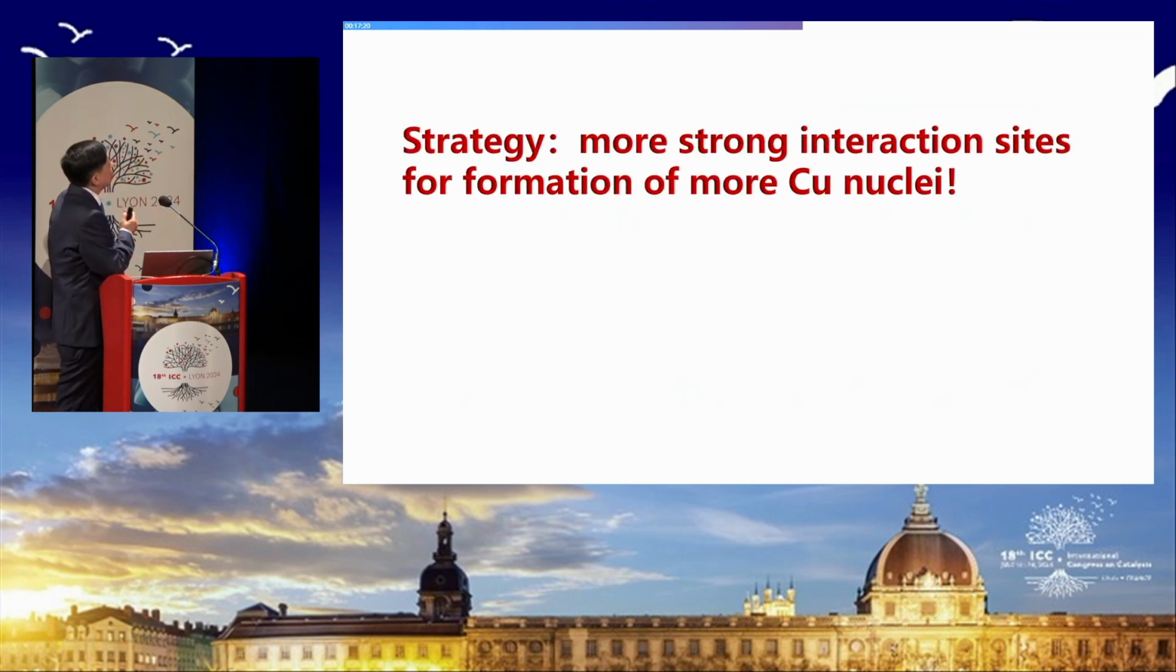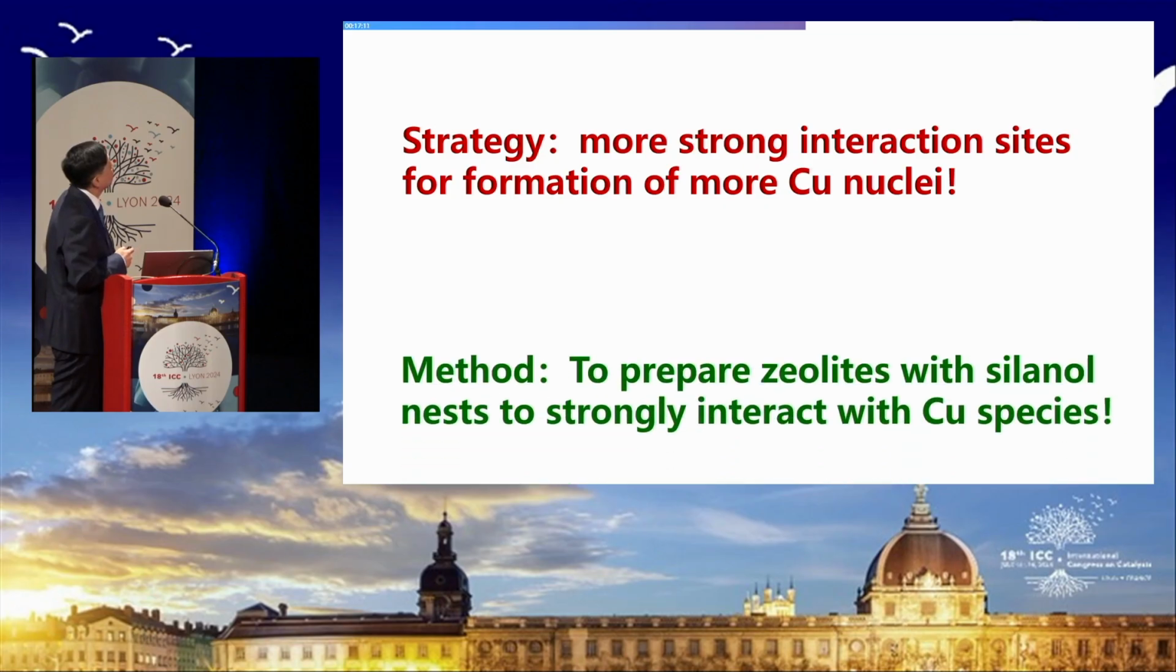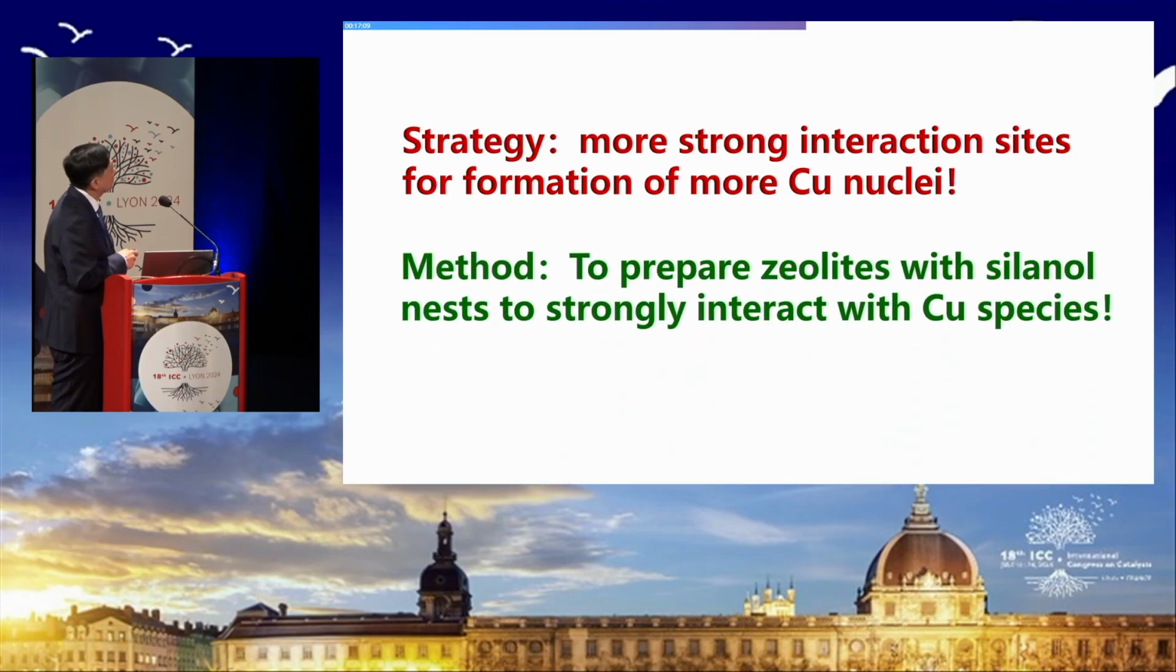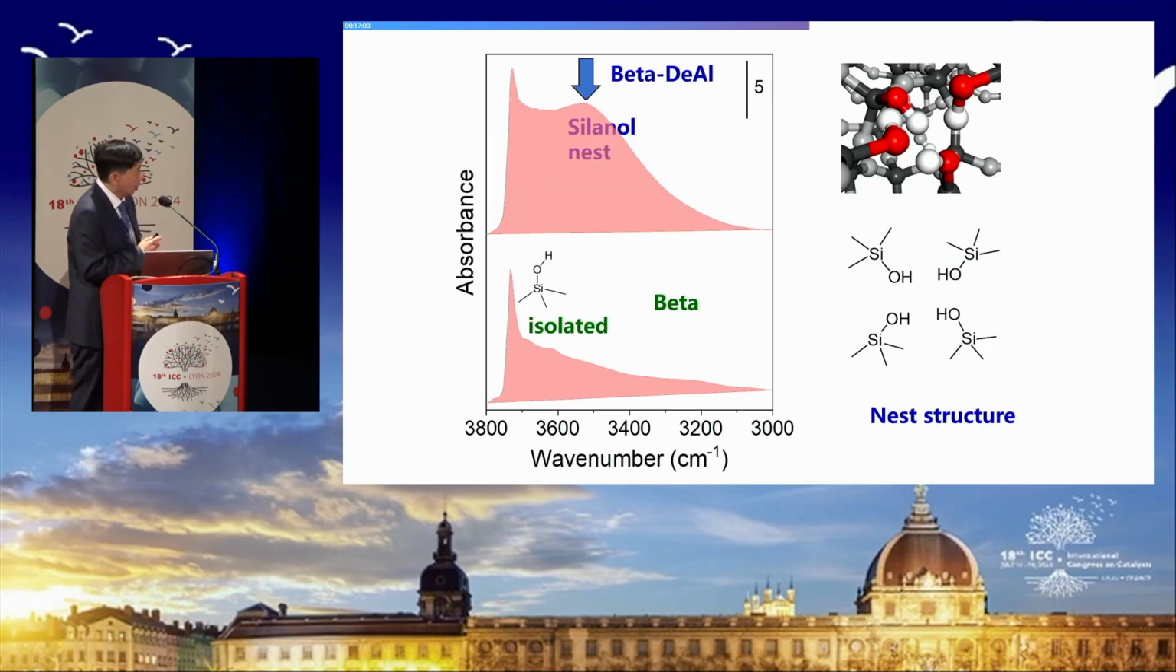So then we get a new idea. We want to get a stronger interaction site for the formation of more copper nuclei. The method is to prepare zeolite with silanol nests to strongly interact with the copper species. But how to generate the strong active site? So we get the dealumination, we get the silanol nests.